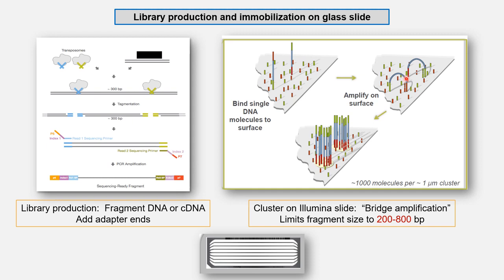This continues for several cycles of PCR bridge amplification until there are colonies that are thousands of copies of the original captured fragment. The formation of the bridge for amplification places an upper limit of about 800 base pairs on the size of the fragments that can be efficiently rendered into PCR colonies.